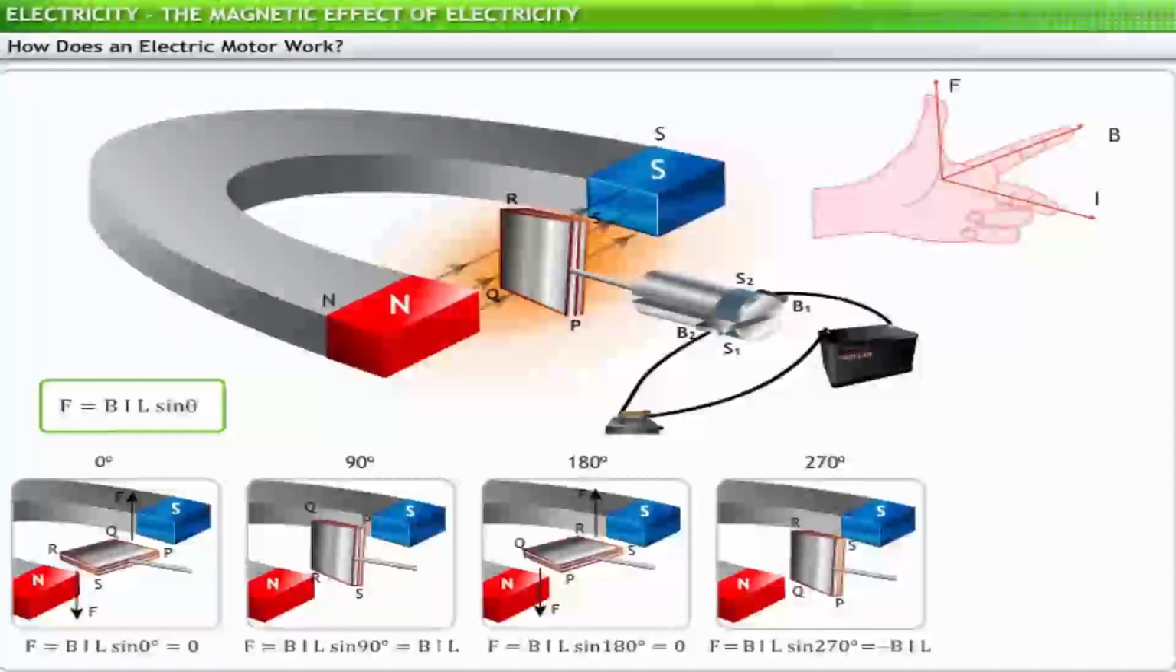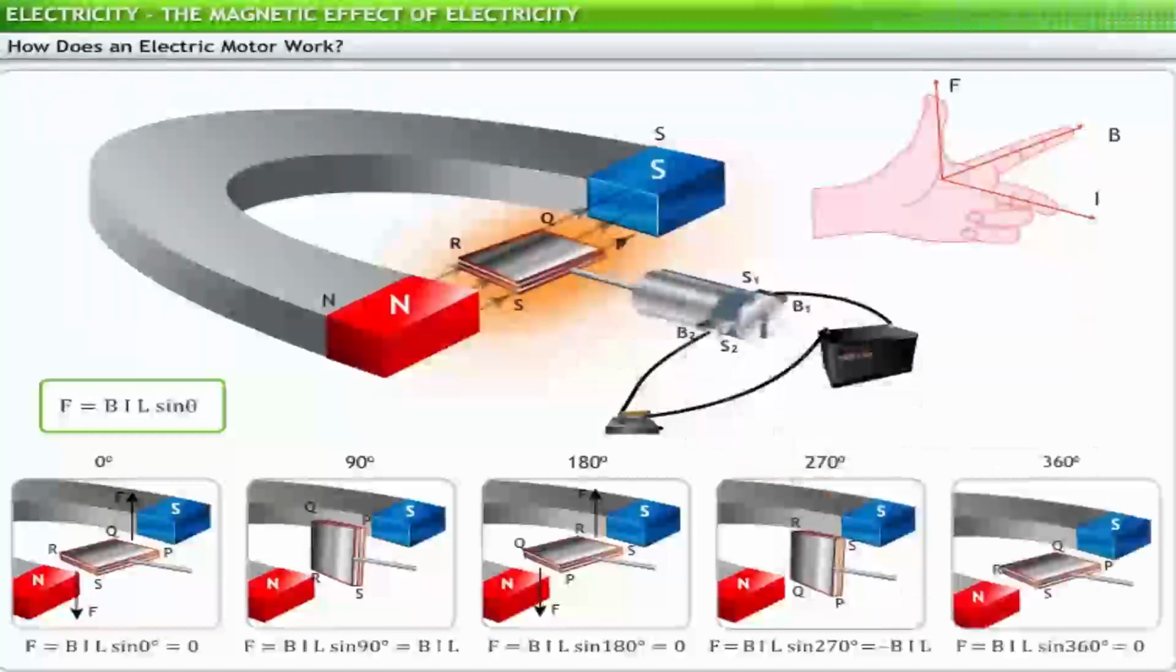The torque acts on the coil until it rotates through 90 degrees. Further, it rotates through another 90 degrees due to inertia and becomes horizontal again. On completing one full rotation, the split ring S1 connects PQ once again to carbon brush B1. Similarly, S2 connects RS to B2. Thus, as long as the coil is connected to a battery, it continues to rotate and convert electrical energy into mechanical energy.